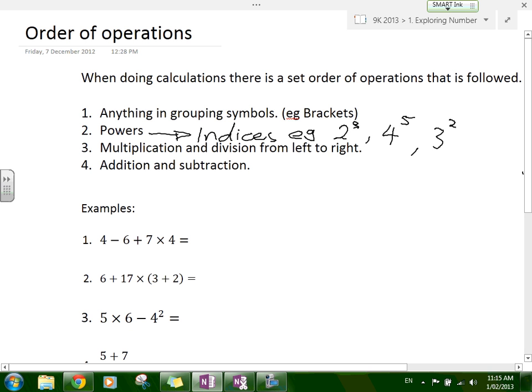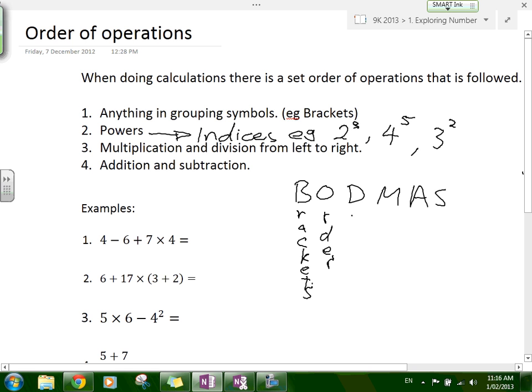Awesome. Has anyone got any way that they remember this? How do you remember? Brackets... Is it BODMAS? So brackets, order, division, multiplication, addition, and subtraction. So you can use that to remember it, or you can do all sorts of things. However it helps you, but you just need to make sure that you're familiar with it.